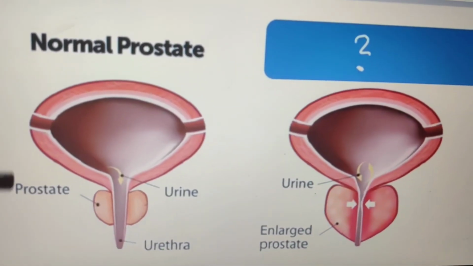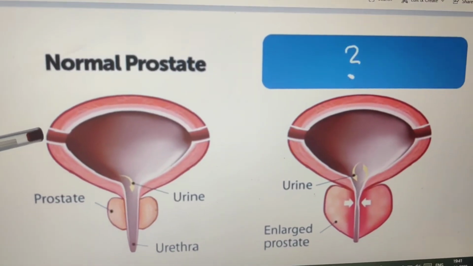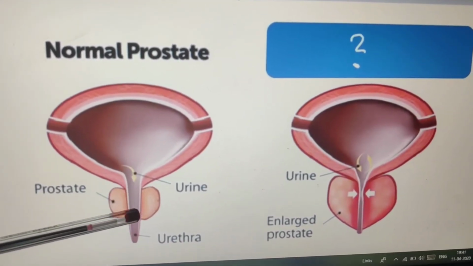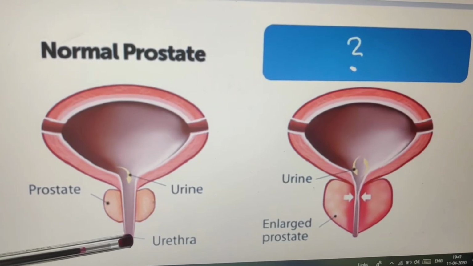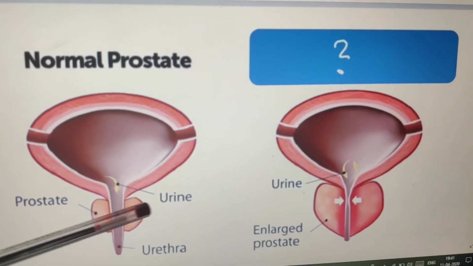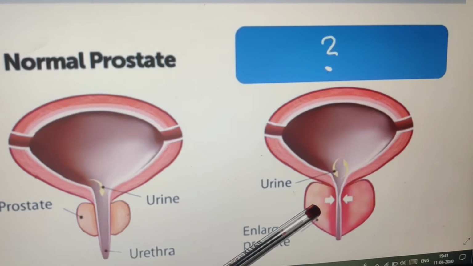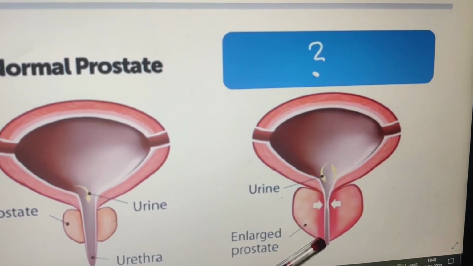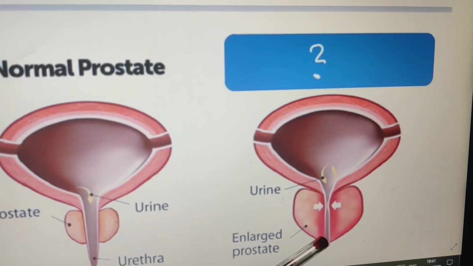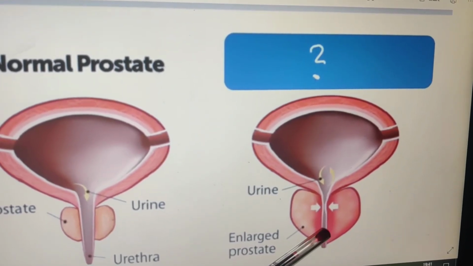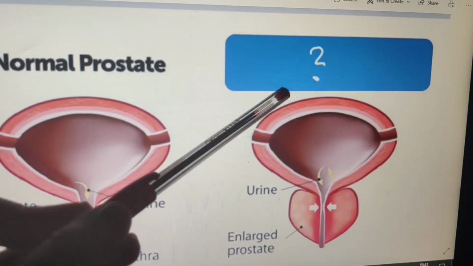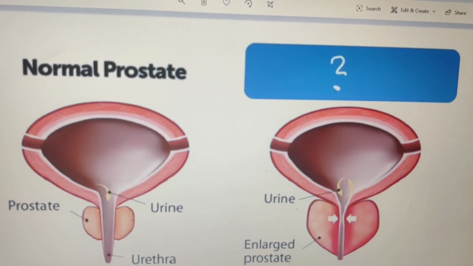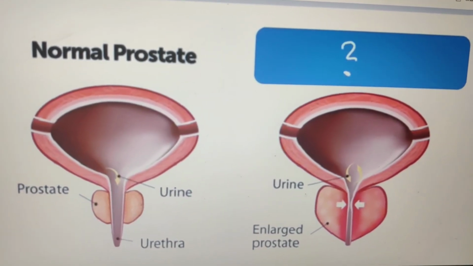Now you will find out one more question. This is also your homework. This is the normal condition. Through here, urine is going to pass out in the urethra. These are the prostate gland. Sometimes the prostate gland swells and suppresses this path. Now, you will find out the term for this situation.